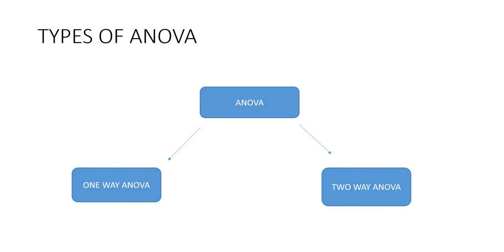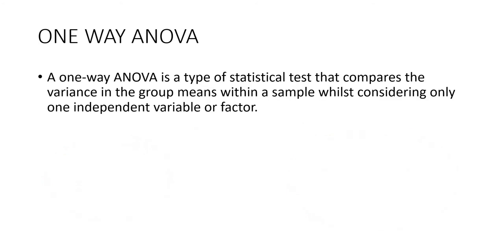So, types of ANOVA. ANOVA is of two types: one-way ANOVA and two-way ANOVA. We are getting into the details of one-way ANOVA. A one-way ANOVA is a type of statistical test that compares the variance in the group means within a sample while considering only one independent variable. That is the important thing. You are familiar with dependent variable and independent variable, right? So in a one-way ANOVA, you have only one independent variable. That's really important.